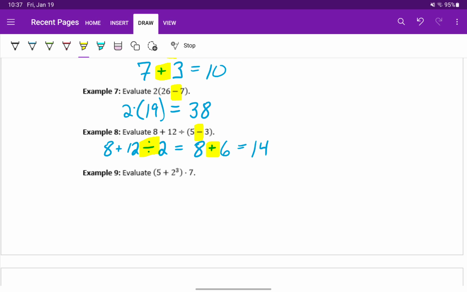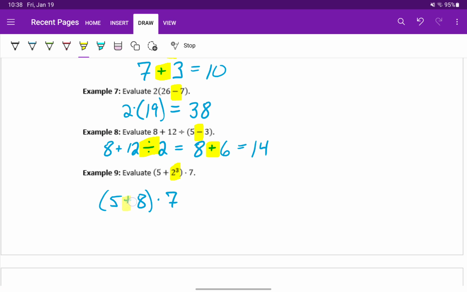In example 9, we have parentheses again. In this case, though, the first thing that we'll take care of will be that 2 to the third power, because inside the parentheses we have an addition step and an exponent, but exponents come first. So our first step will be to rewrite this as 5 plus 2 to the third power, which is 8, times 7.